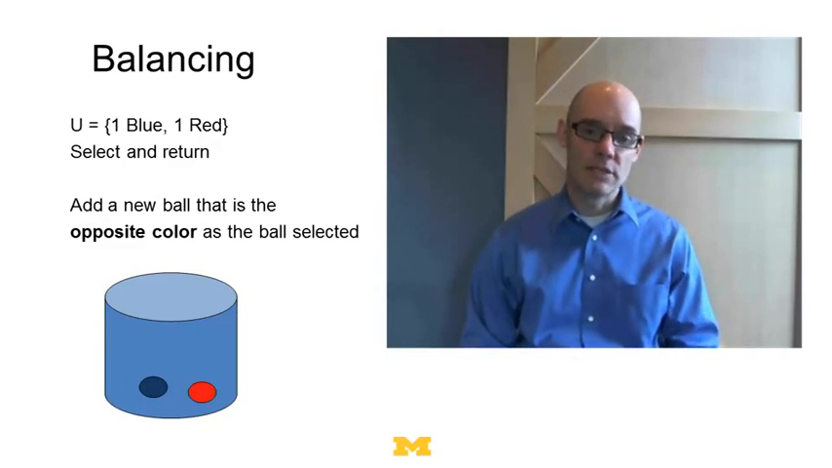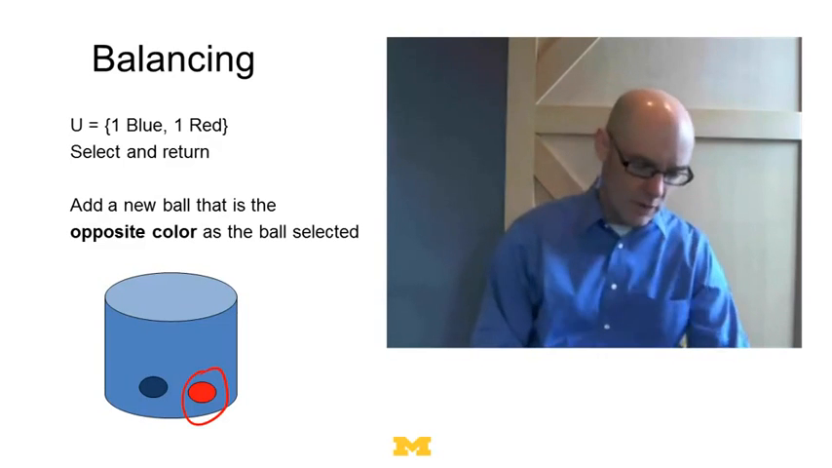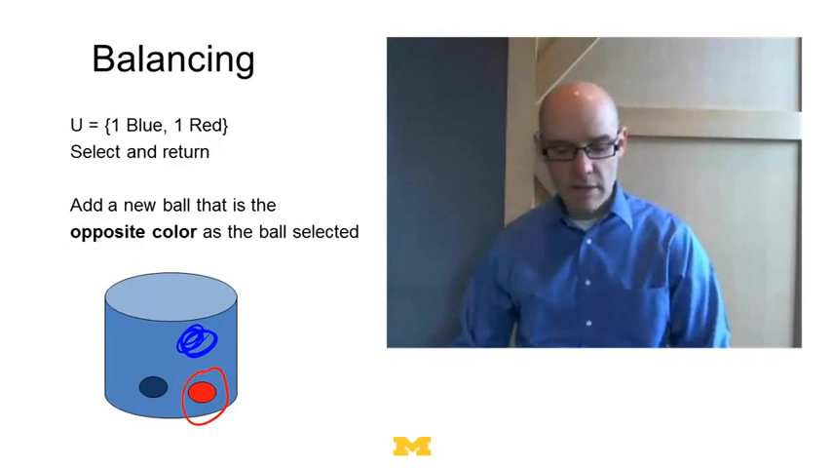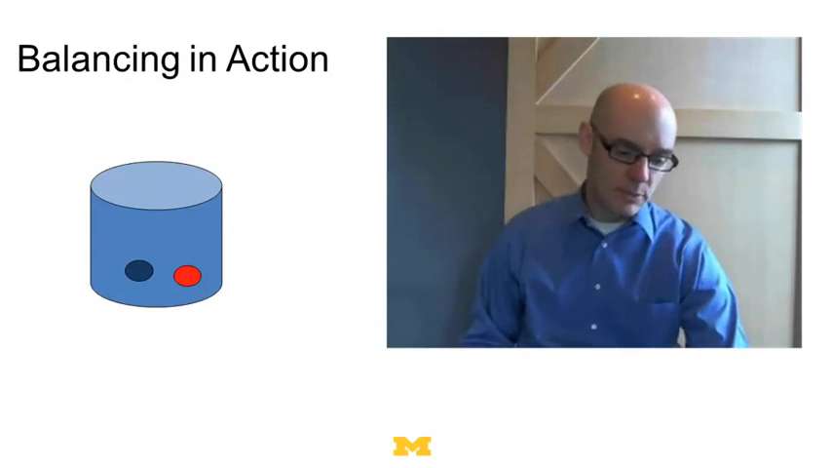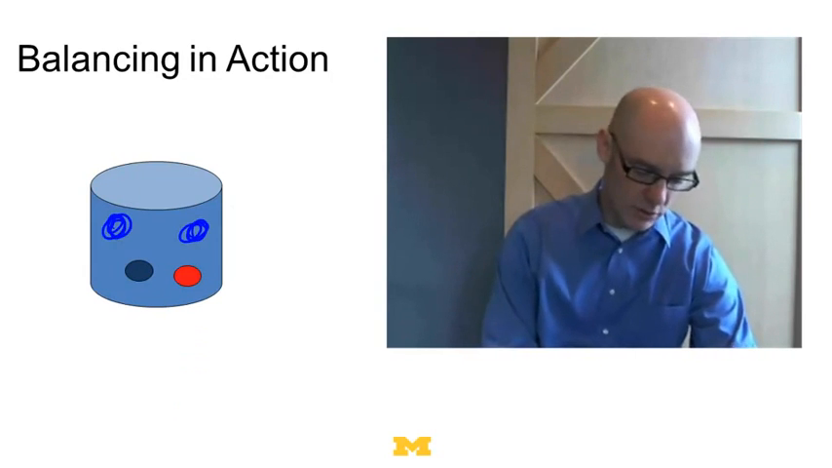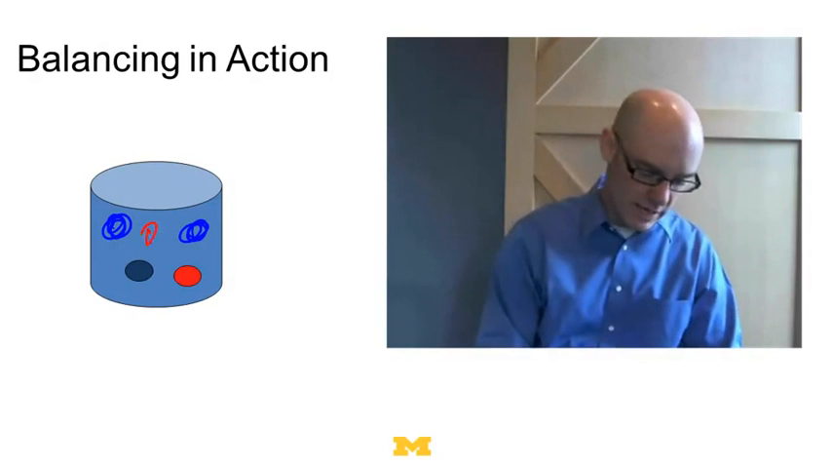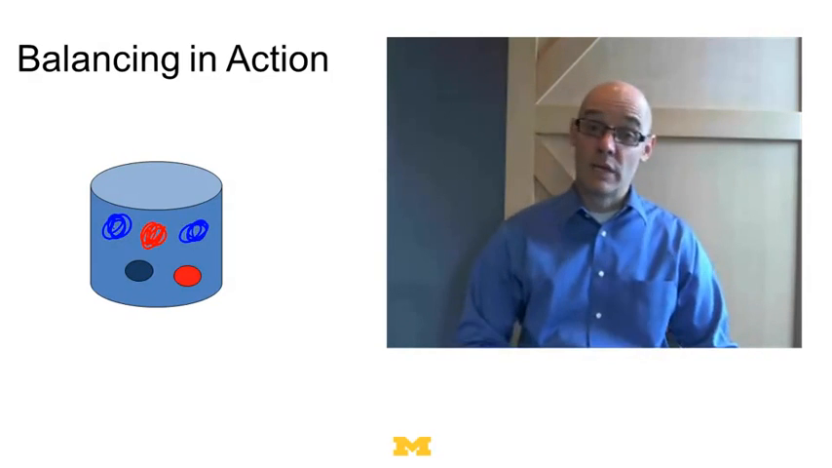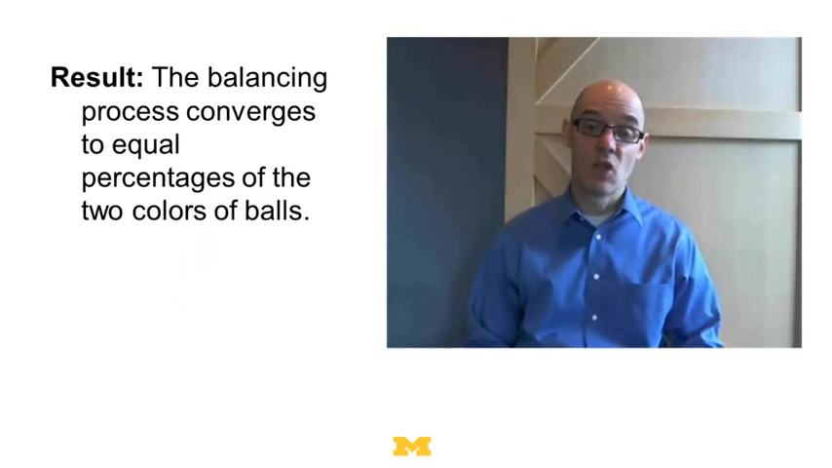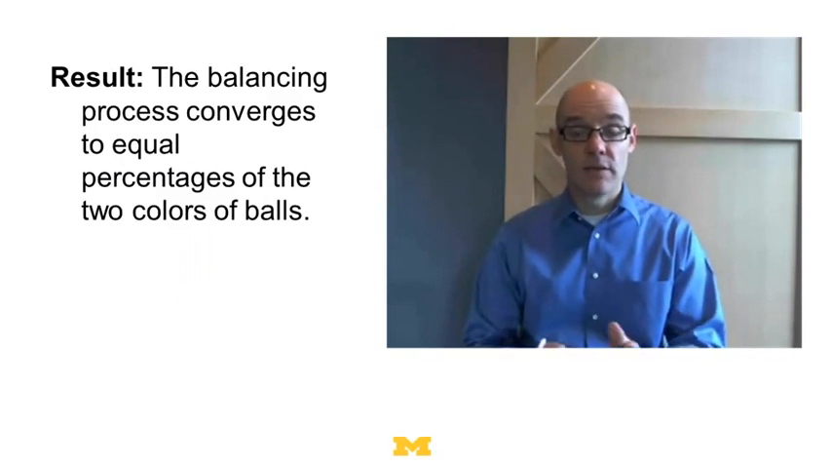But the difference here is when I pick a ball out, let's suppose I pick a red ball, what I do is I add a ball of the opposite color. So if I pick out a red ball, I add a blue ball. Well, think about what this process is going to do. Suppose I pick a red ball, I add a blue ball. Suppose I pick another red ball, add another blue ball. Well, now it becomes incredibly likely I'm going to pick a blue ball. So if I pick a blue ball, then I add a red ball. We can see this process is going to balance itself out. So the balancing process in the long run is going to end up with 50% red balls and 50% blue balls.